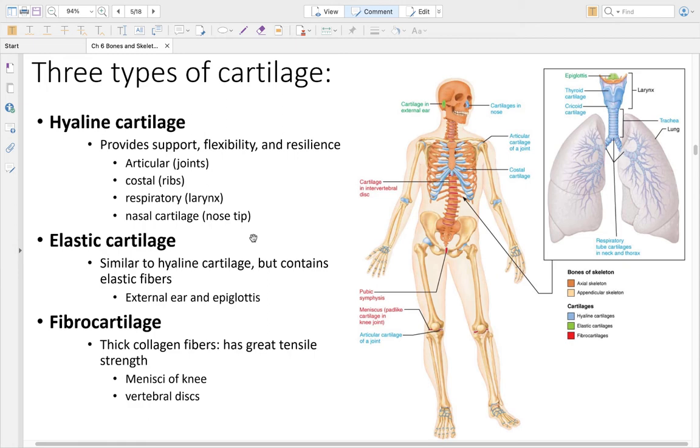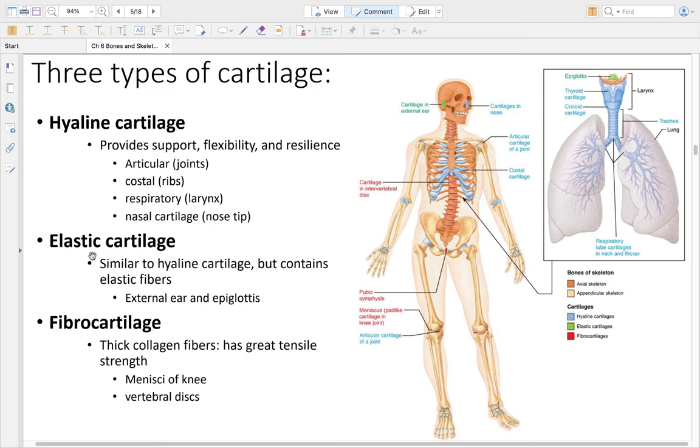Okay, the elastic cartilage makes up a handful of locations and is found throughout the body. Its primary locations are going to make up the external ear. So your earlobe and the cartilage in your ear is elastic cartilage. And then your epiglottis, which is in the respiratory system.